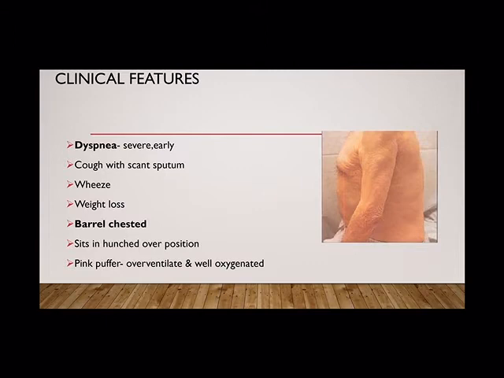So you will have dyspnea, wheeze, cough with sputum, weight loss, barrel chested. Why does it appear barrel chested? The inflated, enlarged lung will give the chest the appearance of a barrel. Along with that, you will also have a flat diaphragm. Also, the patient sits in a hunched over position because he feels more comfortable in such a position, and pink puffer.